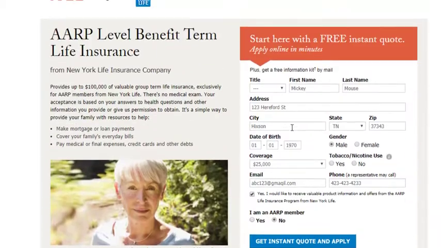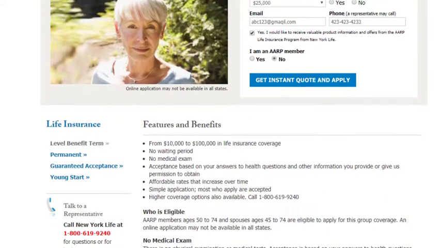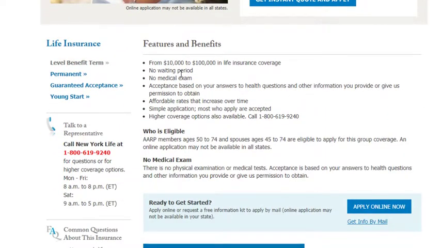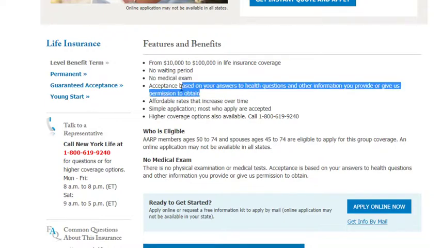So here we are on the web page. Essentially this is an information form to collect your basic information to get you started on the process. You do have to be an AARP member to qualify to start the application process. But this is just a highlight overview of what you're looking at. You can get the term insurance product from $10,000 to $100,000 in coverage. There is no waiting period, nor is there a medical exam. Acceptance is based on answers to your health questions. The rates are affordable but increase over time, and it's a simplified issue application. Who is eligible includes AARP members, ages 50 to 74, and spouses 45 to 74. An online application may not be available in all states.